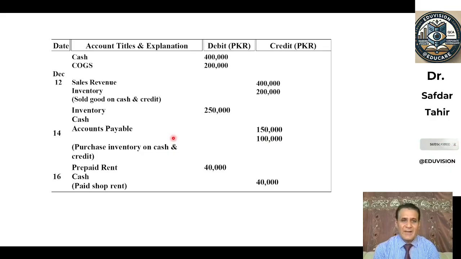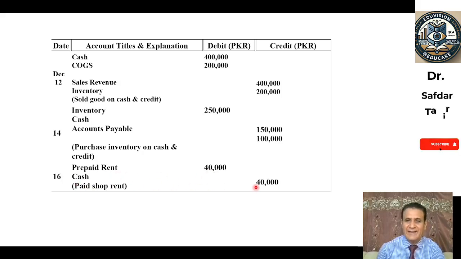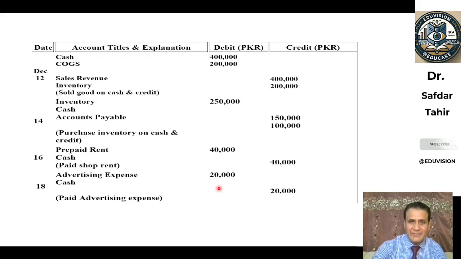Then on December 16, we paid shop rent, so prepaid rent. This is the prepaid rent, December 16. The month started from the 16th December. So this is the prepaid rent, still not expired. This is our asset, and we paid cash, so cash decreases, and this is our asset also. Asset decrease, credited; asset increase, debited.